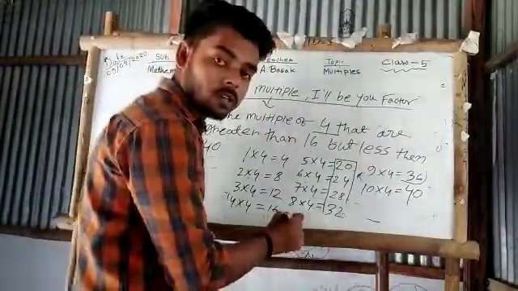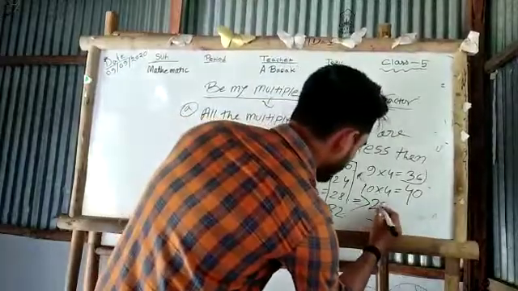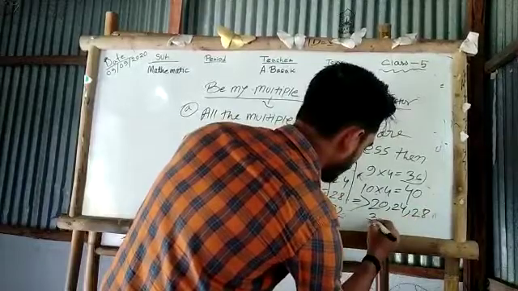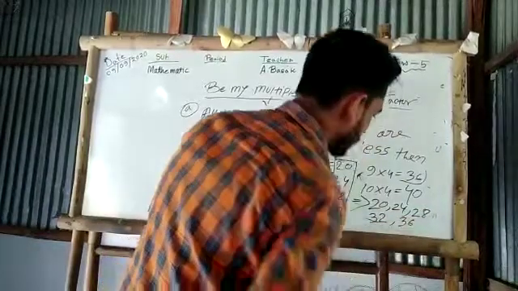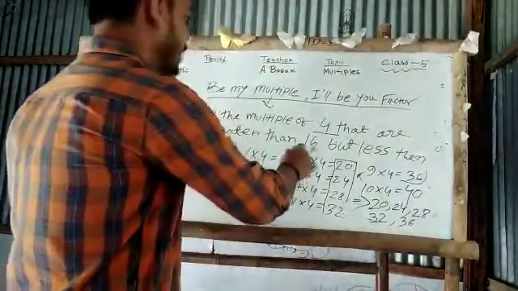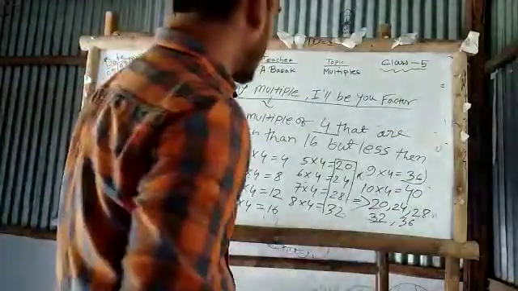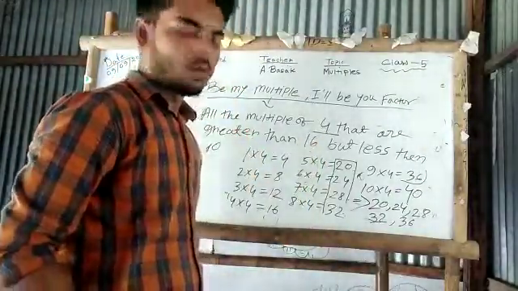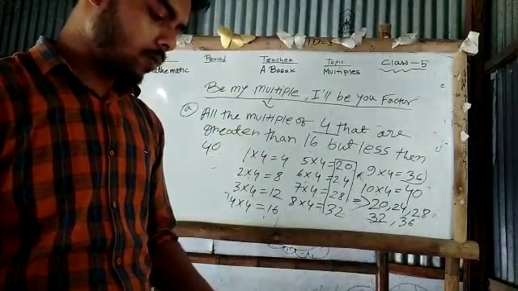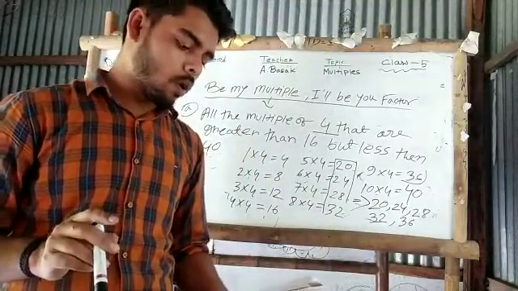Okay, so the answer is, I will write it here. The answer is 20, 24, 28, 32 and 36, because these 5 numbers are greater than 16 and less than 40, and also these numbers are multiple of 4. Okay, so we will do 2 more questions from this chapter today, and I will leave a single question for you for homework.